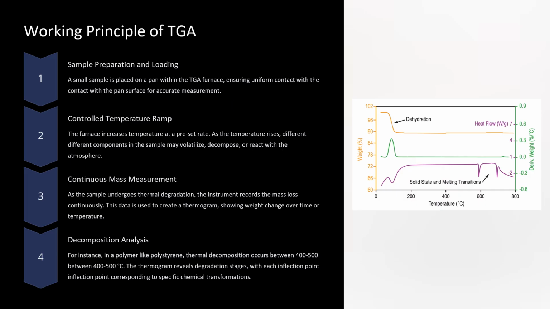Working principle of TGA. A small amount of sample is placed in a TGA instrument. The instrument heats the sample at a controlled rate of 20 degrees Celsius per minute, or it is maintained at a specific temperature. Changes in the sample mass are continuously measured as a function of temperature or time. Mass changes occur due to processes such as moisture loss, decomposition, oxidation, or reduction. Generally, in polystyrene, the thermal decomposition occurs between 400 to 500 degrees Celsius, and in this analysis, we get the thermogram as our output.